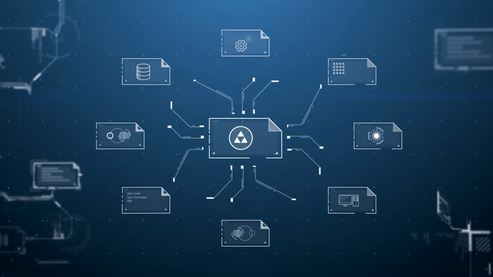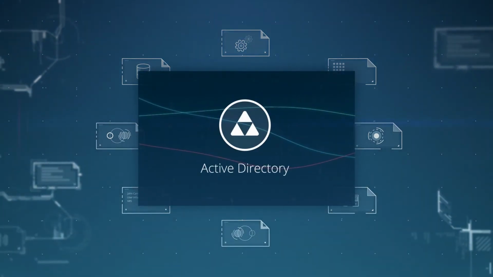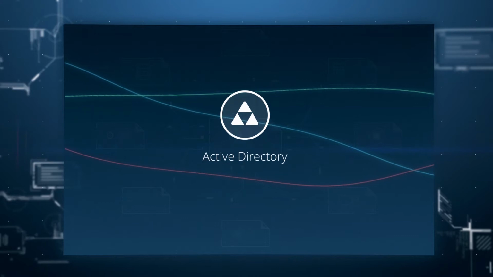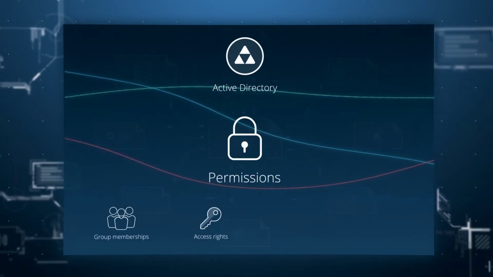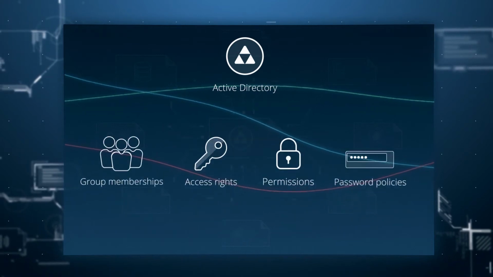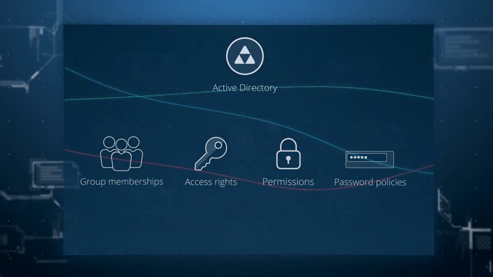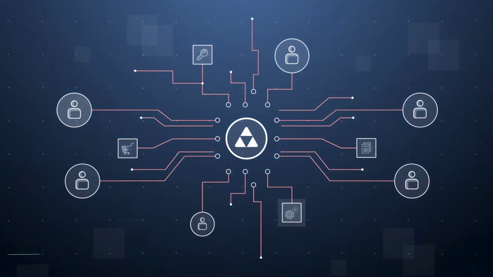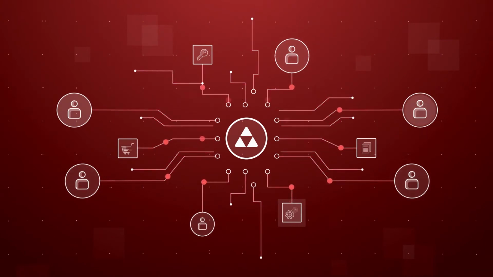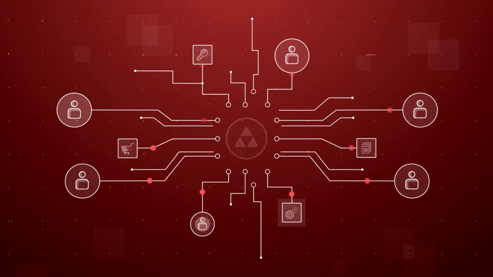As a backbone of IT infrastructure, Active Directory is a truly mission-critical IT system for any organization. Group memberships, access rights, permissions, password policies, all are centrally managed through Active Directory, enabling efficient and stable IT operations. Even a single unauthorized change in Active Directory can lead to leaks of sensitive data, disable corporate services, and possibly require hours of investigation and troubleshooting.